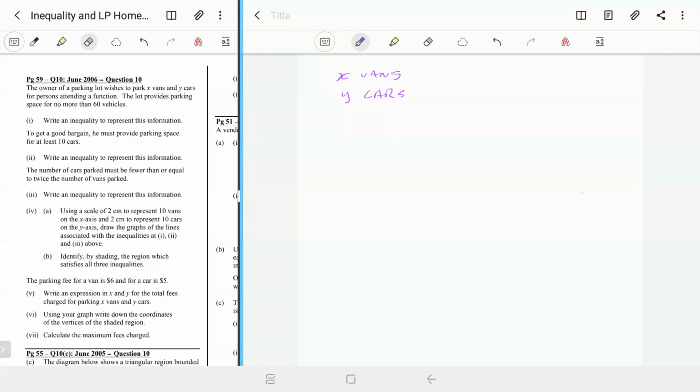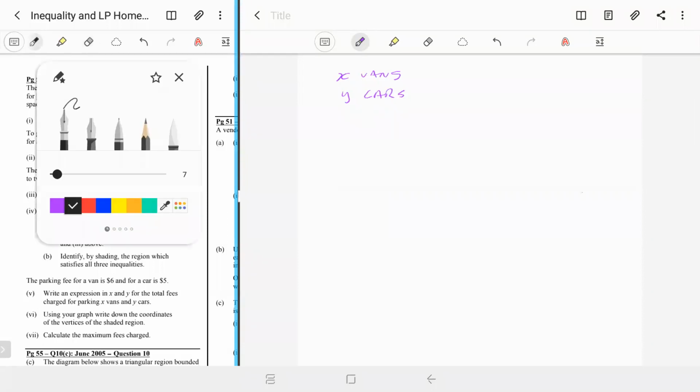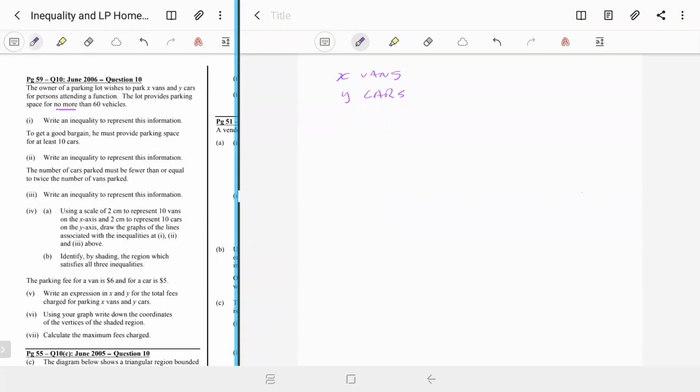It says, the lot provides parking space for no more than 60 vehicles. You can't hold more than 60. That means the total number of vehicles is 60 or less. No more than 60 vehicles. See there? That means 60 or less. And the word vehicles is taken to mean the vans and the cars together. All right, and they want us to write an inequality for that information. So talk to me now. What is that information for part one?